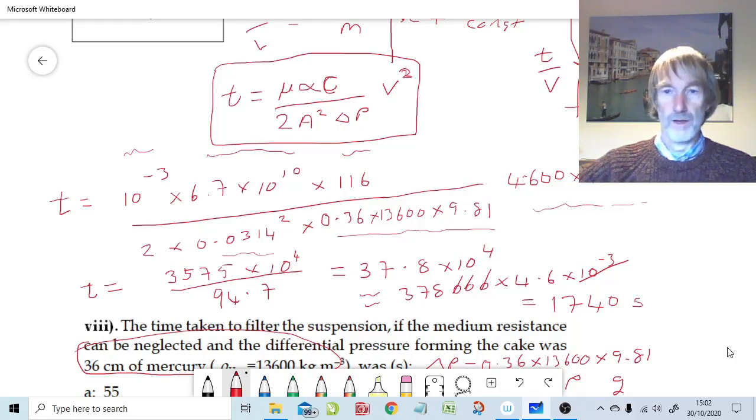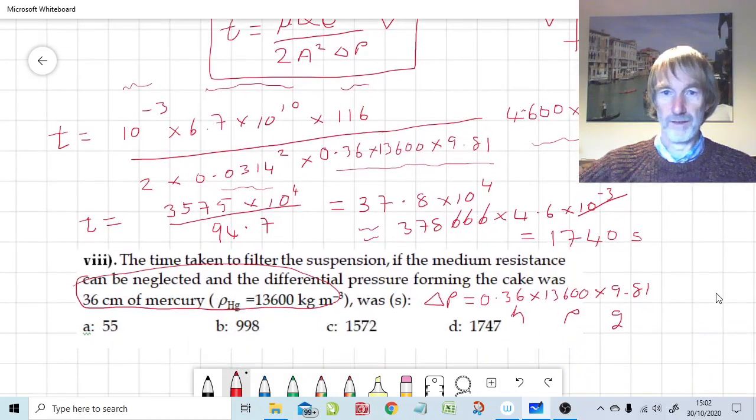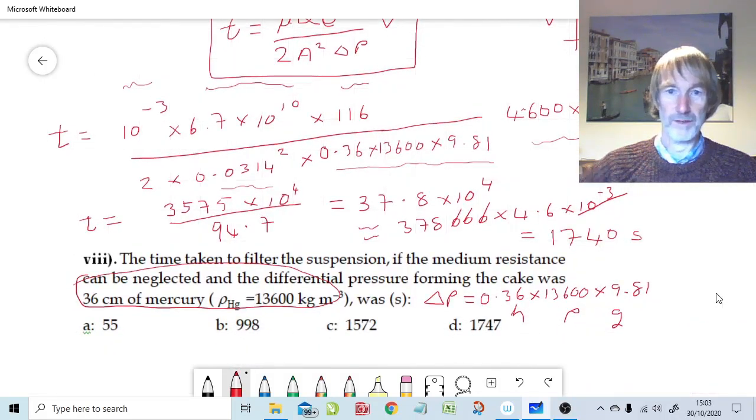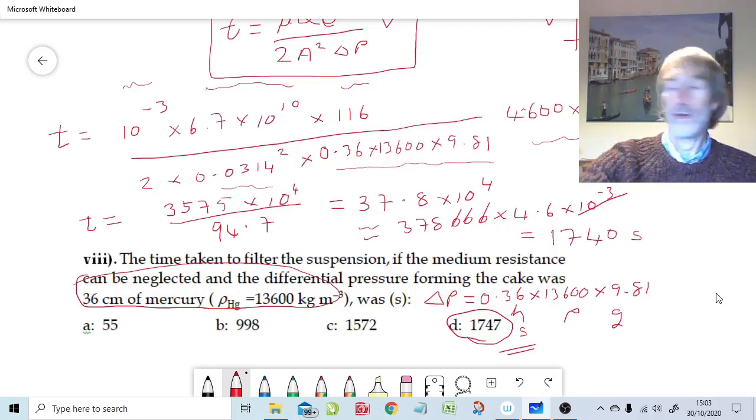But it's not a particularly good calculator. There's lots of potential for rounding, and it looks to me like the actual error, we're good to 2 significant figures, is that one there. The real answer is 1747 seconds. Okay, that's constant pressure filtration, the time taken to filter that 5 litres during constant pressure filtration.